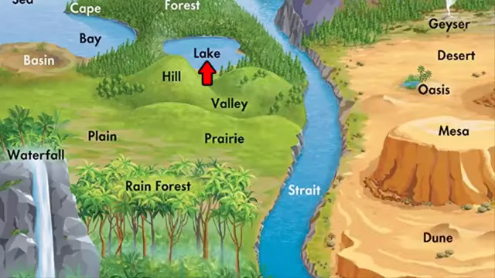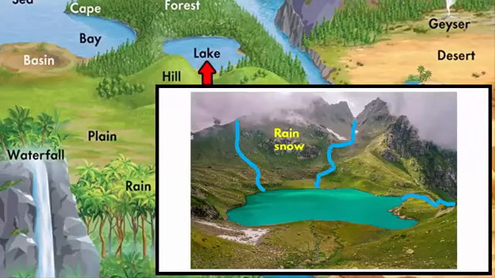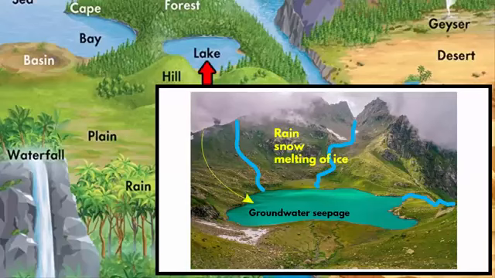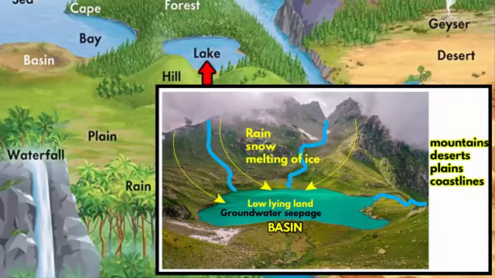The next one is lake. A lake is a body of water that is surrounded by land. Most of the lakes are fed and drained by rivers and streams, which get water from rain, snow, melting ice, and groundwater seepage. That means a lake is a low-lying land, which you can also call a basin. That's how a lake will have water. Lakes are found in every kind of environment: mountains, deserts, plains, and near coastlines. Lakes are both small as well as big in size.